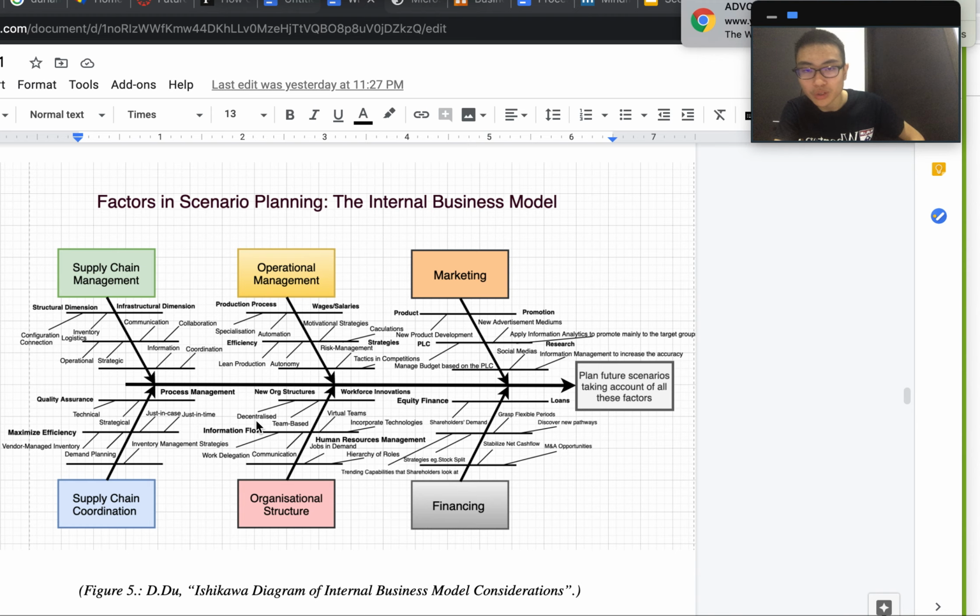And more human resources management. In terms of human resources management, you have to consider the jobs in demand and hierarchy of roles. Hierarchy of roles is definitely important, otherwise the business will be chaotic. Although I definitely suggest a transformation from a centralized model to a decentralized model, there always should be some hierarchy of roles, otherwise people will be chaotic.